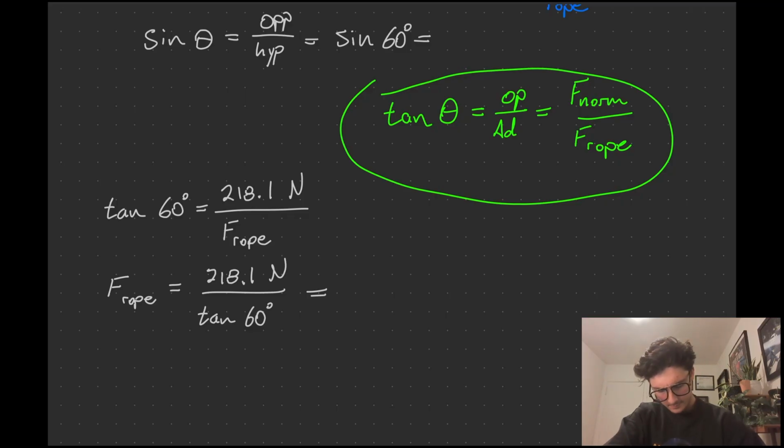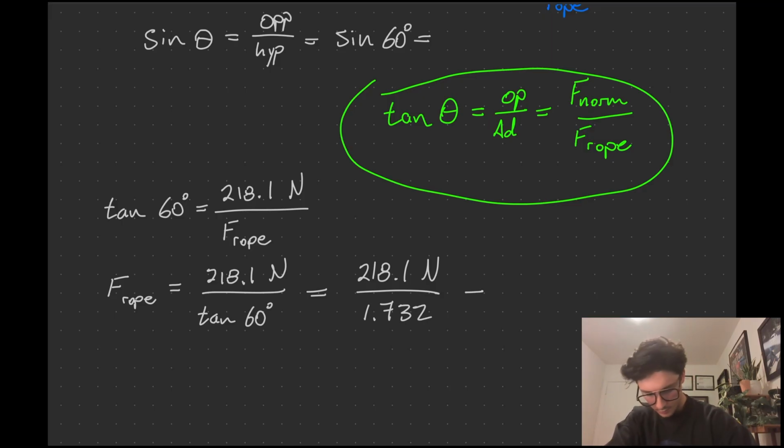Maybe this makes sense. 1.73. So 2.18. 218.1 newtons divided by 1.732. Notice that tangent of 60 is a unitless number, and the only units that are left in this calculation are newtons.